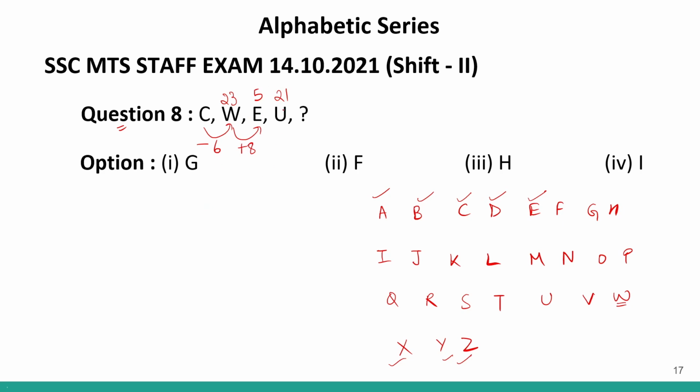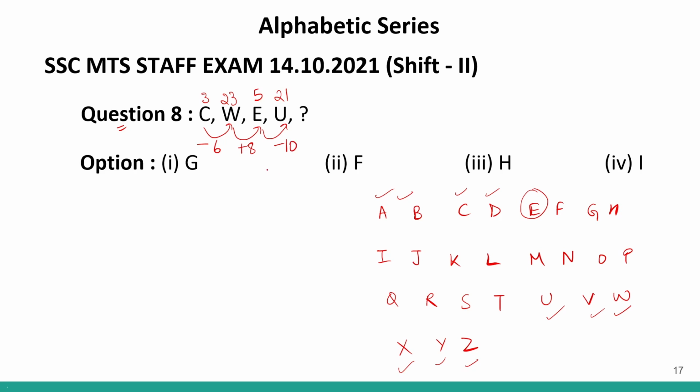Now from E to U, if I go forward, it is a big jump. Correct? If I go forward, it is a big jump. So instead of going forward, let me go backwards. So from E, I'm going backward to U. 1, 2, 3, 4, 5, 6, 7, 8, 9, 10. So from E to U, it will be minus 10.